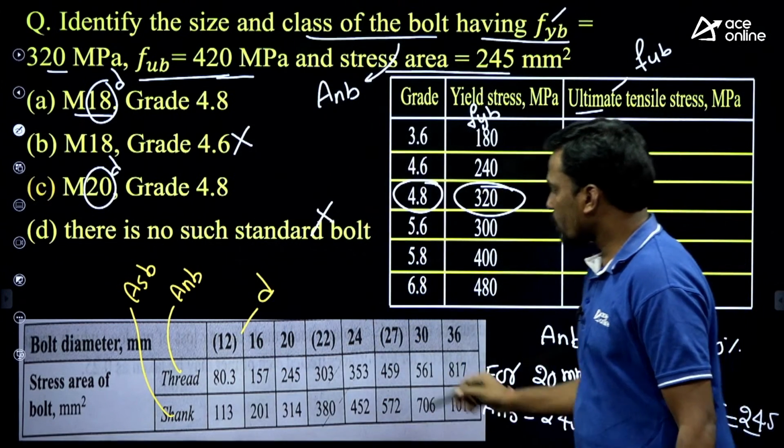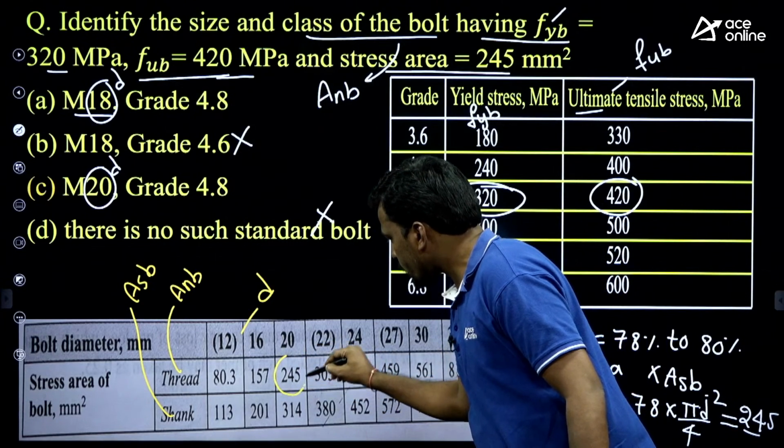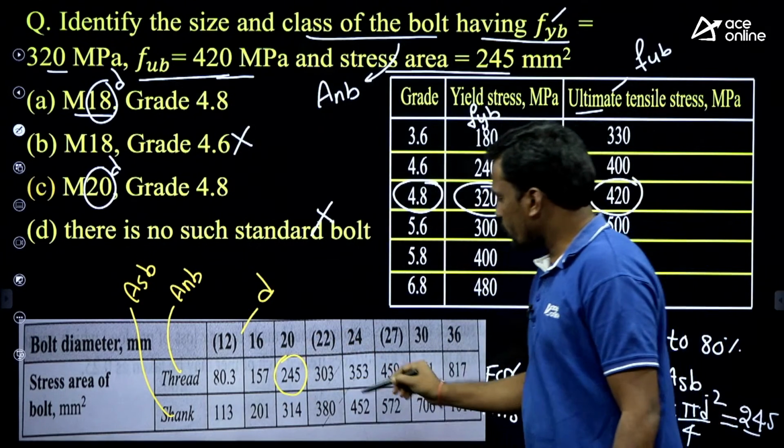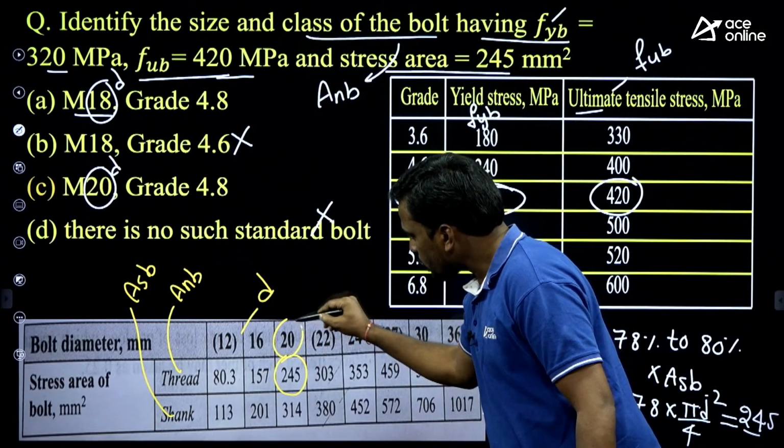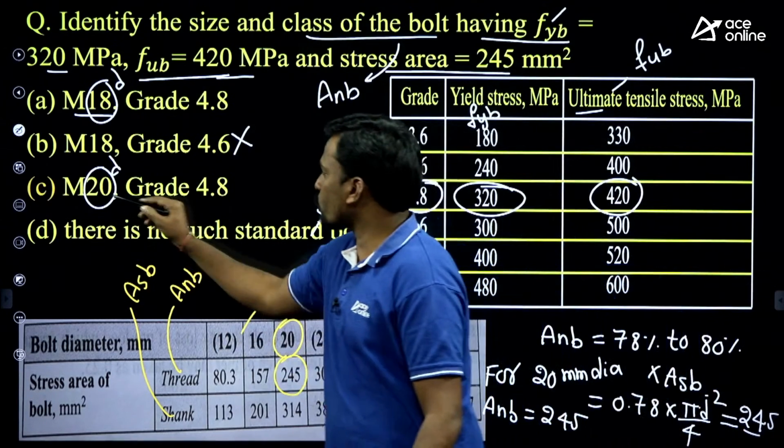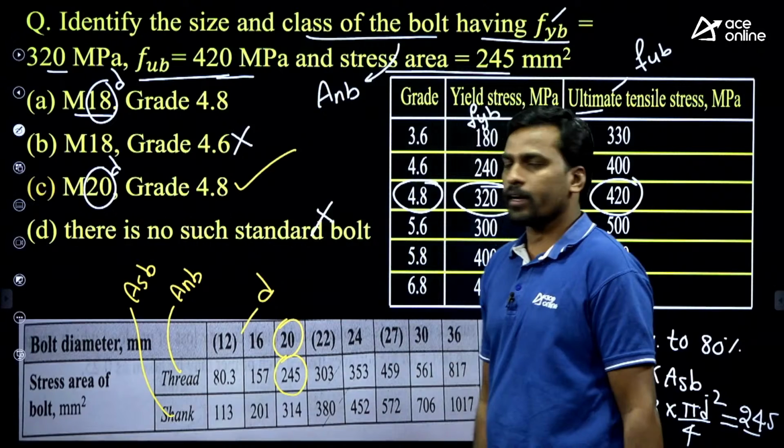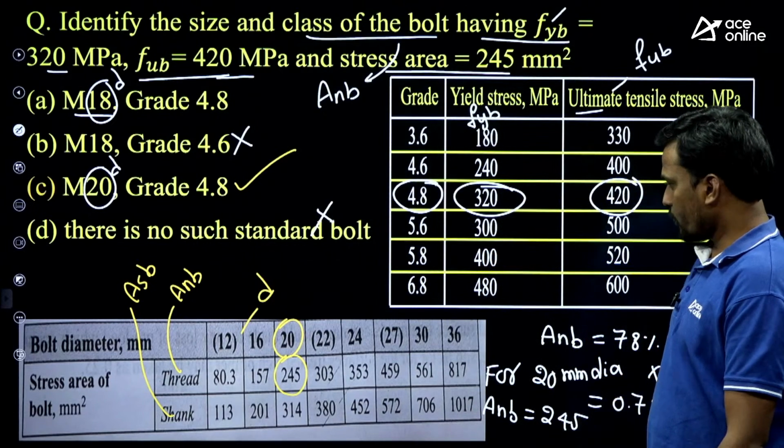Now here 245 is given, right? For 245, for which bolt is it? 20. Okay, then here 20, so option C is correct. Okay, right.